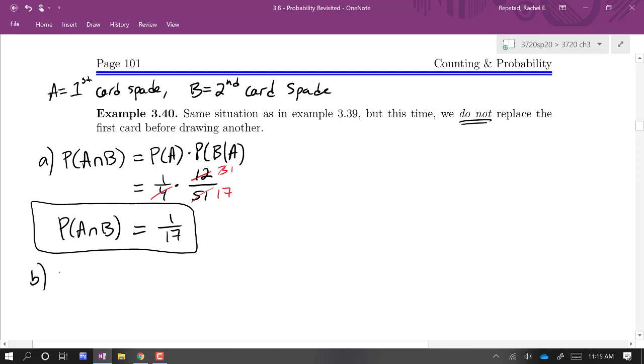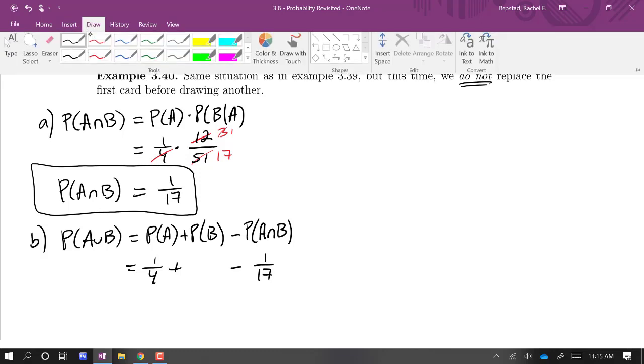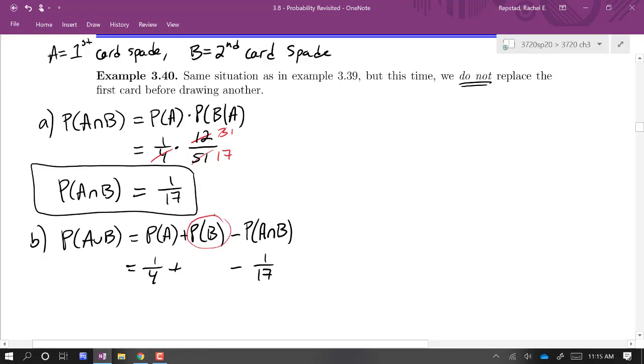In part B, we want to find the probability of A union B. This is still P of A plus P of B minus P of A intersect B. Now two of these values we have. We know that P of A is 1/4. We know the intersection, we just found that. That's minus 1 out of 17. But P of B, we're not sure, right? B is the event that the second card is a spade. The probability of whether that second card is a spade will change depending on whether the first card was a spade or not, right?